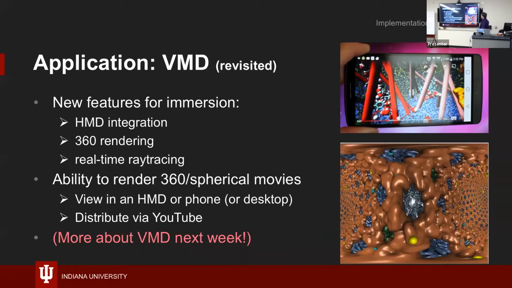Again, I want to revisit VMD. We talked about VMD in the cave. VMD can also render for head-mounted displays. In this case, it does actual ray tracing. It does it for 360 rendering, which you can do live. Once you've got the 360 sphere, you can look around any direction you want in a head-mounted display. You can output that as a movie and then upload it to YouTube. And so here we are, watching on YouTube in a single view. You can take your phone and move it around like this. But you can also play YouTube in stereo on your head-mounted display, and then you get that. And of course, John will talk more about that next week.